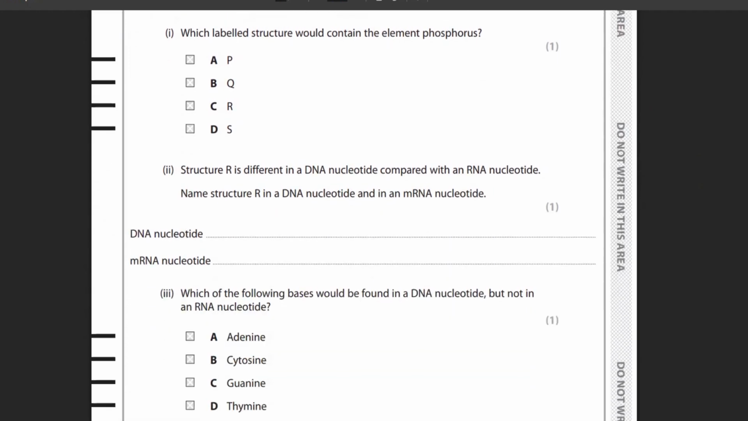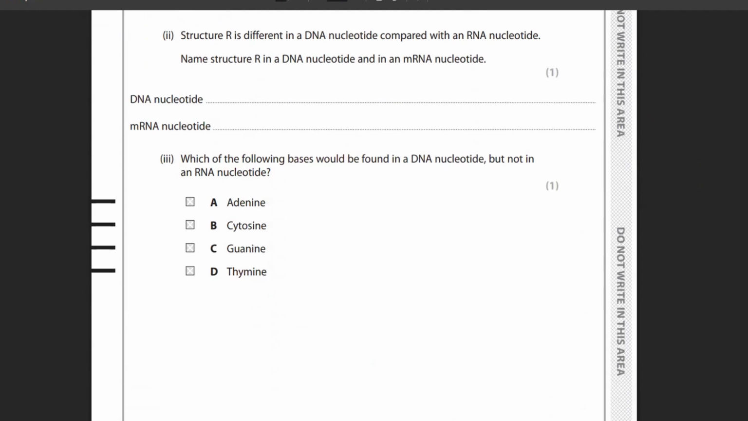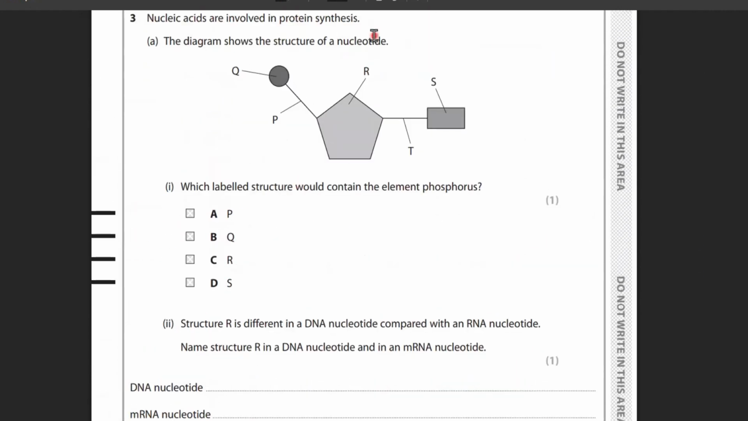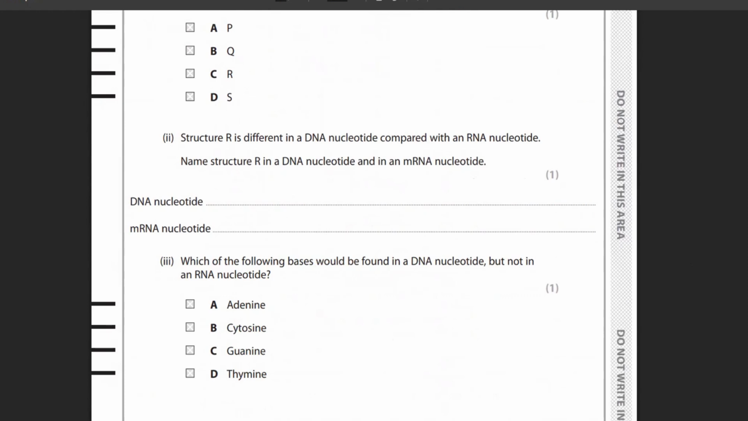Okay, part 2. Structure R is different in a DNA nucleotide compared with an RNA nucleotide. Name structure R in a DNA nucleotide and in an mRNA nucleotide. So let's go up and look at structure R. It's got 5 points, it's a pentagon, it's a pentose sugar. That's the similarity. However, in DNA, it's called deoxyribose sugar, and it has 1 less oxygen atom than when it's an mRNA nucleotide.